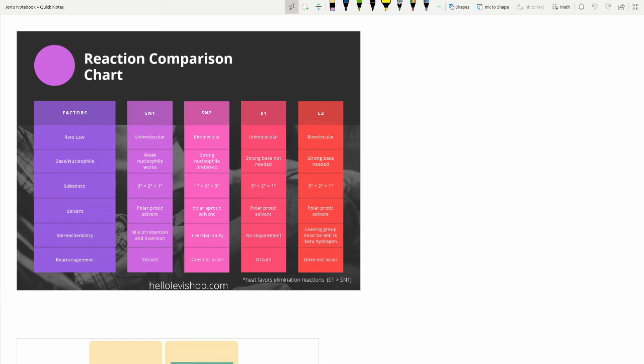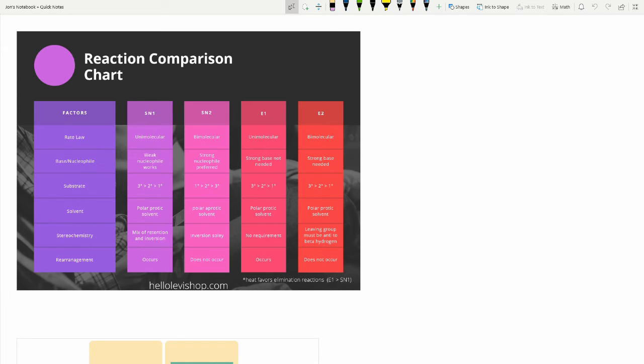For E1 reactions, a strong base is not required, while in E2 reactions, a strong base is needed. For E1, again, because the rate limiting step is the formation of the carbocation and a base is not involved in the rate limiting step, a strong base is not needed, and oftentimes a weak base will suffice, such as alcohol or water. With E2 reactions, a strong base is required because a base is part of the rate limiting step. A strong base will accept the beta proton adjacent to the carbon with a leaving group, the double bond forms, and then the leaving group leaves.